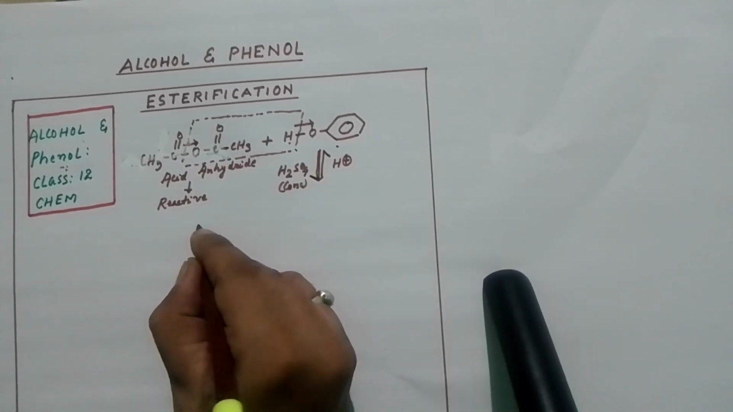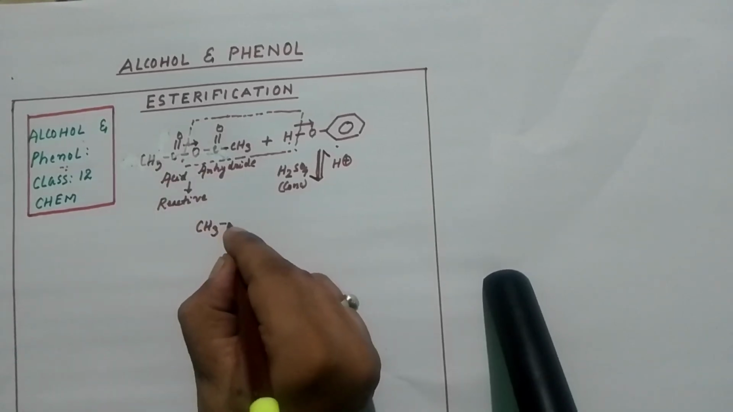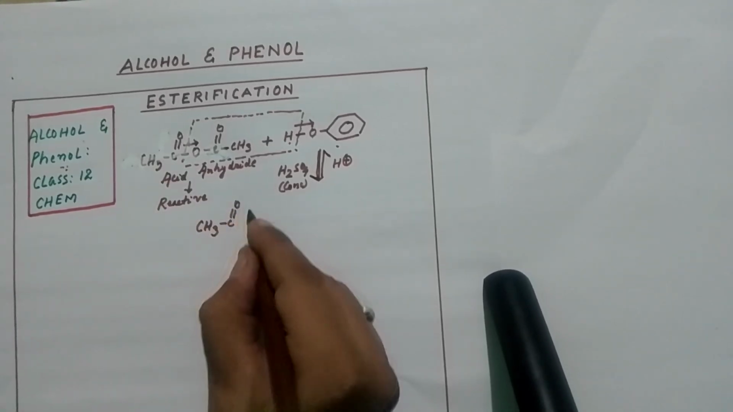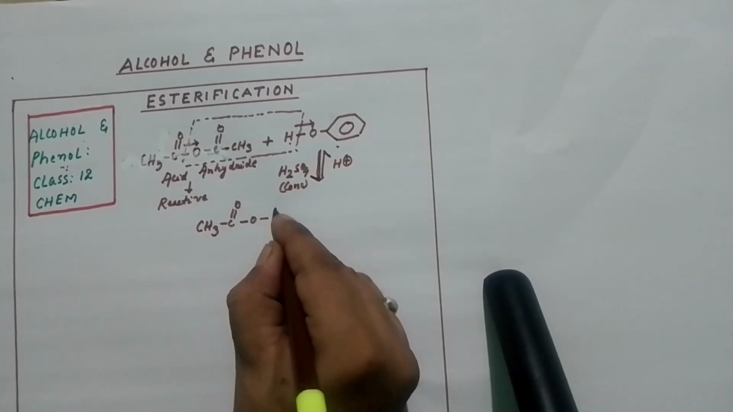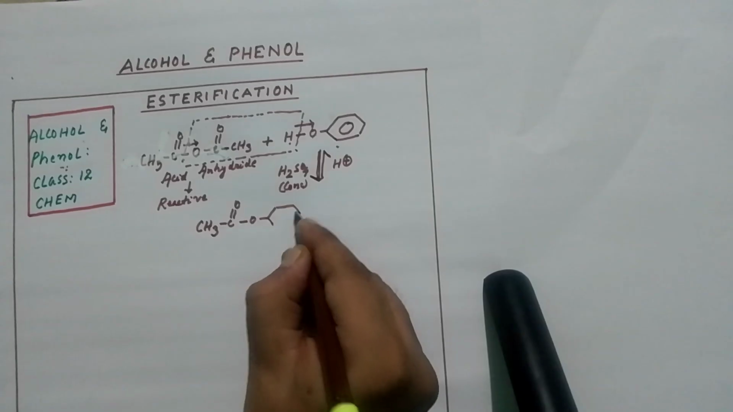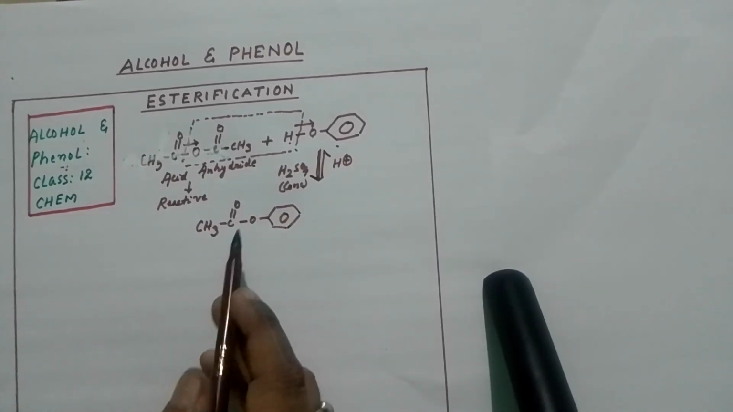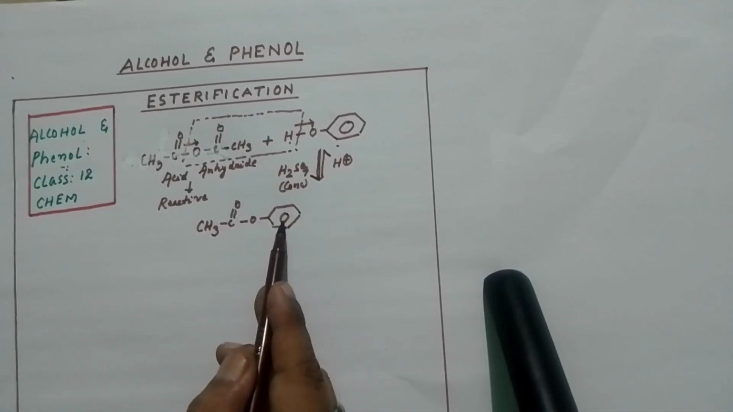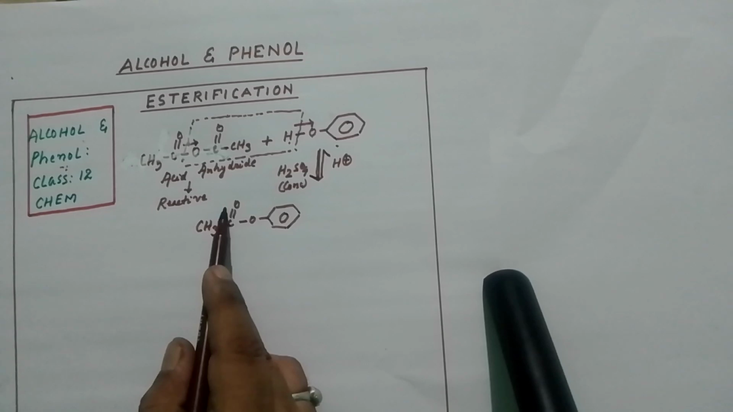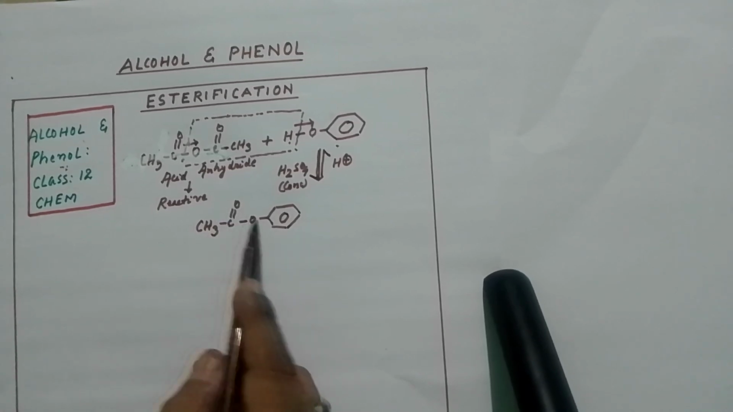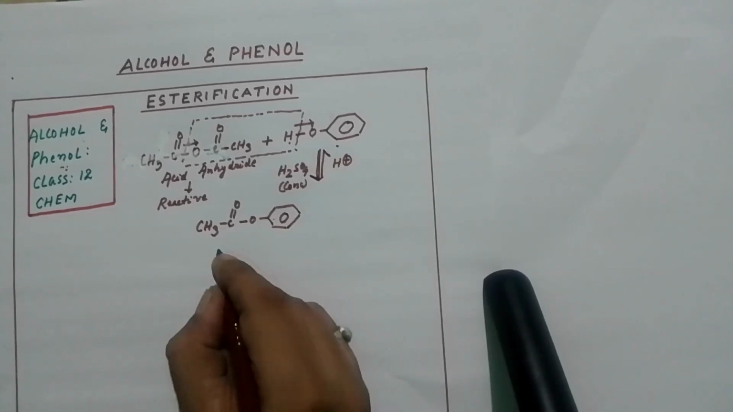So what do you get in the product? First of all, let's form the first product as an ester, CH3, then O attached with the phenyl ring. Just practice it, you'll get it. Finish. See here, COOH, that is acetic acid, the carboxylic acid. So it is the derivative, with one hydrogen removed and replaced by a phenyl ring. So this is the ester.